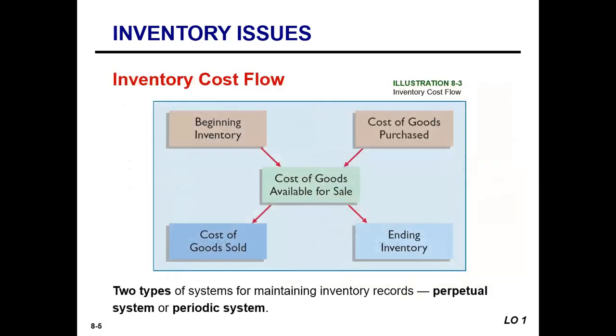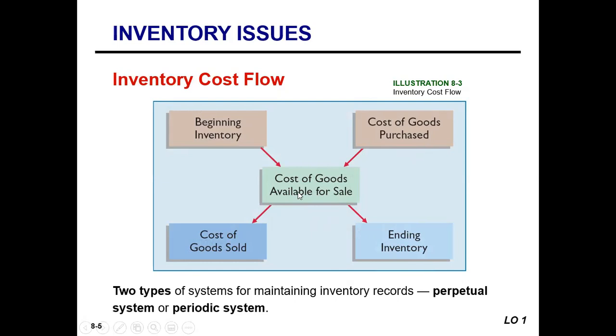All right, so inventory cost flows. We're going to be getting practice calculating each of these elements. Beginning inventory plus cost of goods purchased equals cost of goods available for sale. And then the cost of goods available for sale should be able to be allocated between the cost of goods sold and the cost of ending inventory.